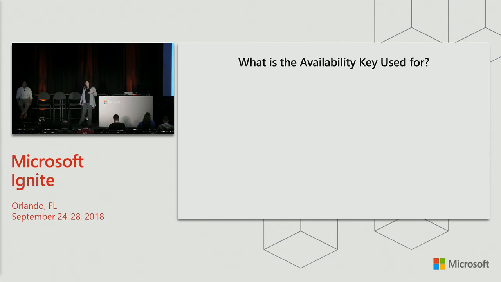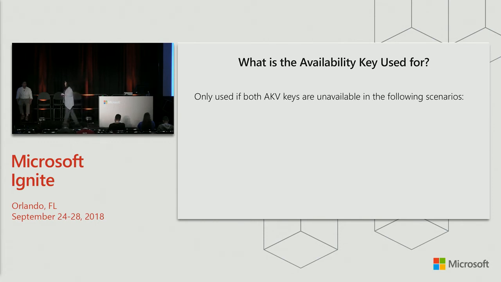So what is the availability key used for? It's only ever used if both Azure Key Vault keys are unavailable to Office 365. If either one of those Azure Key Vault keys is available to us, we use one of those 2 Azure Key Vault keys. We round robin to them, and if one of them is unavailable to us, we try the other one. So the availability key, again, is only used when both Azure Key Vault keys are unavailable to us.